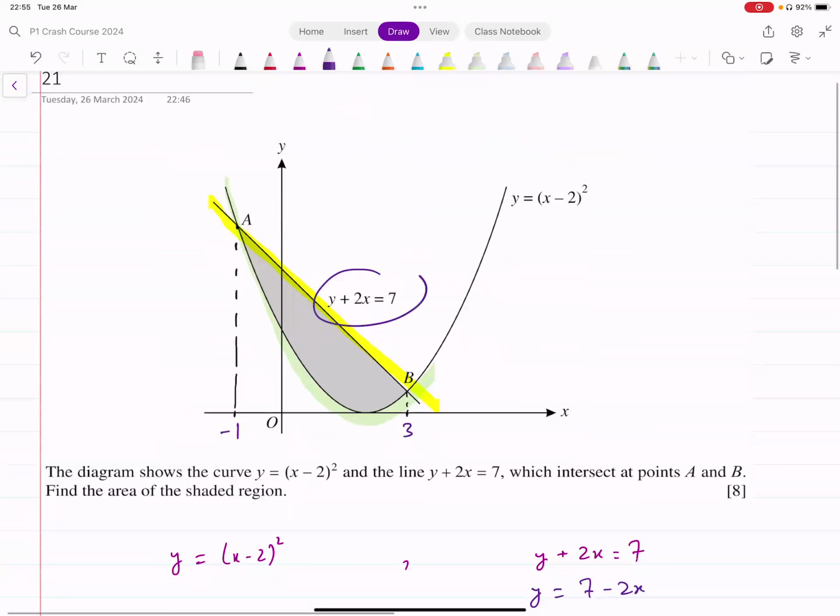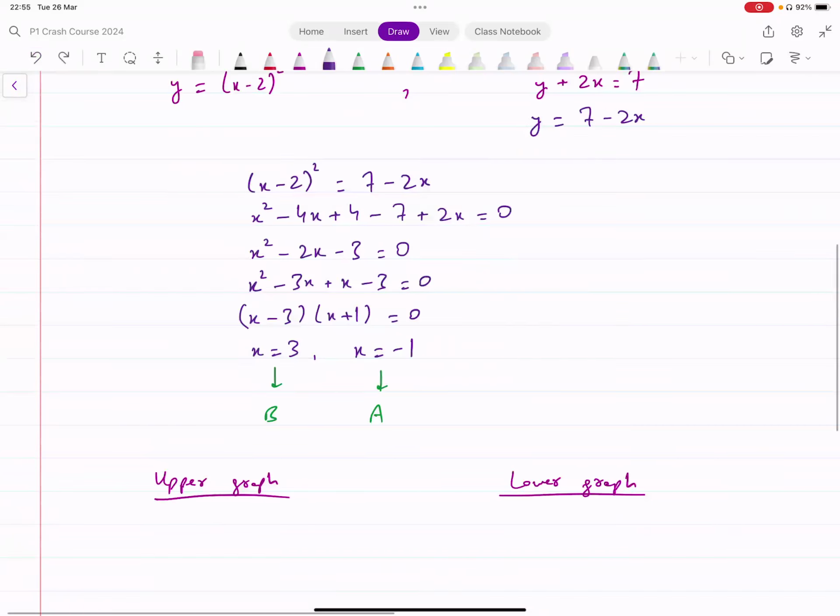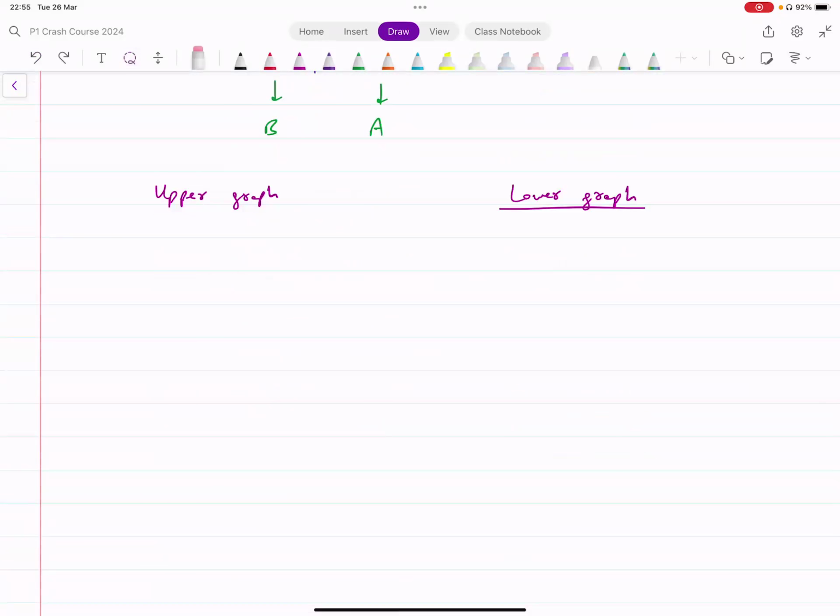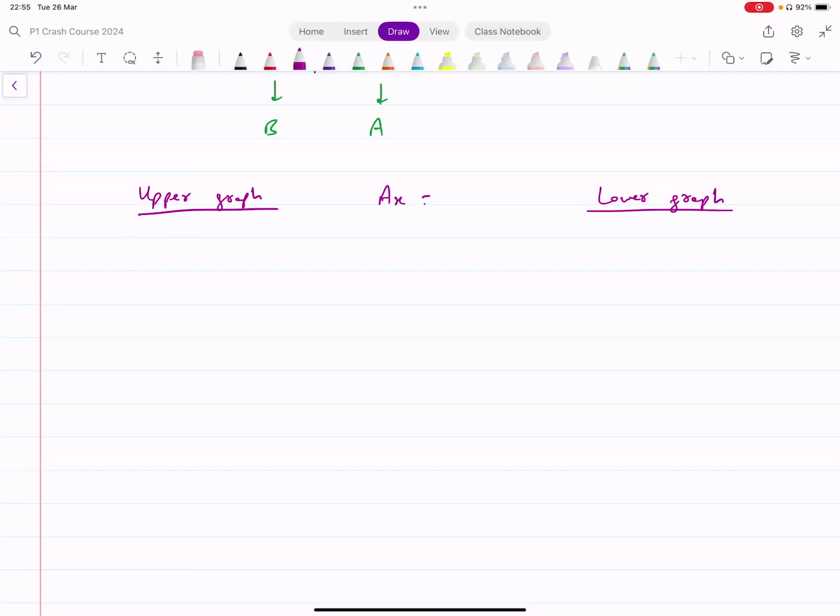Okay, so the upper graph is this one, y plus 2x equals 7. What's the formula that we have for area between a graph and x-axis? The formula is this. Let's write that down. This is the formula. Integral of y with respect to x, limits are values of x, x equals a to x equals b.